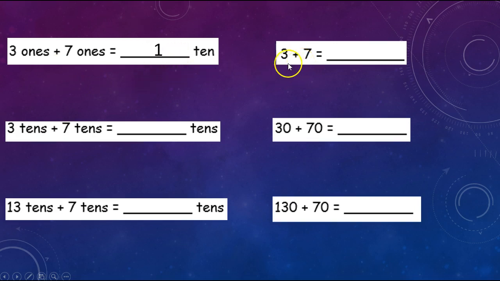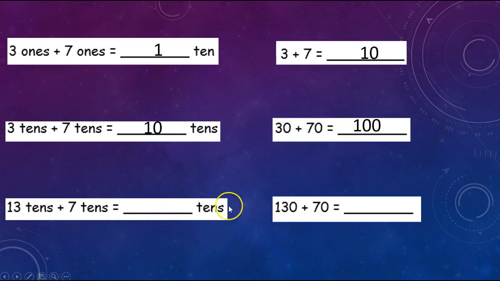Over here, our number sentence would be 3 plus 7 equals how many? 10. Good. Now what did you do down here? We had 3 tens plus 7 tens equals how many tens? We just had to add the 3 plus 7 again. We had 1 up here, but we need to add a 0 to the end to make 10 tens. And if we have 10 tens, 10 tens changes into a 100. So 30 plus 70 is 100.